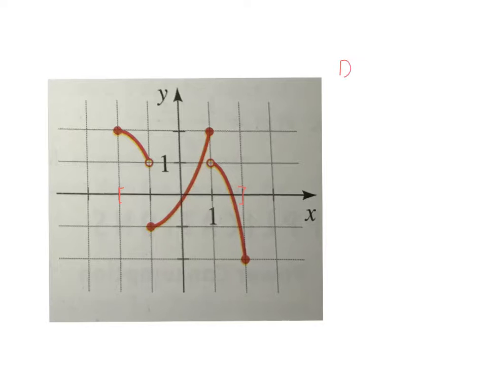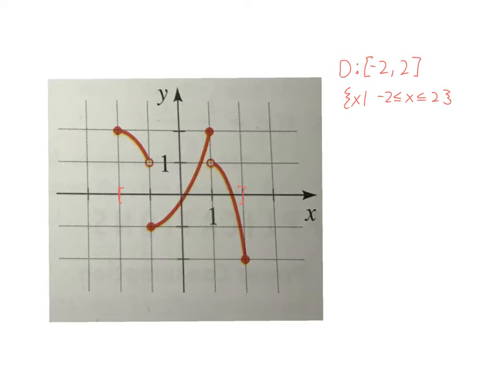Well, my domain is going to go from -2 to 2, and including, mainly because right here it is included. Now, if this was an open circle, it would be a parenthesis right here. Another way I could write it, if I wanted to, is the set of all x's such that -2 is less than or equal to x, which is less than or equal to 2.